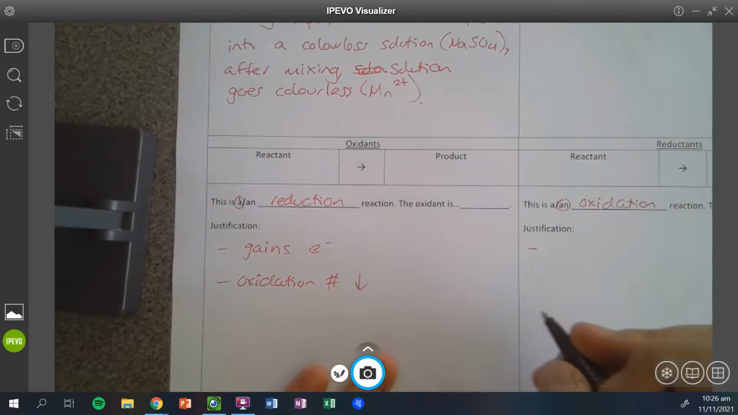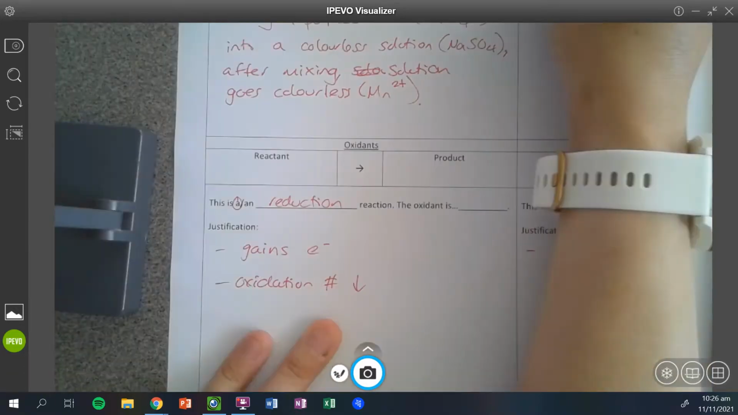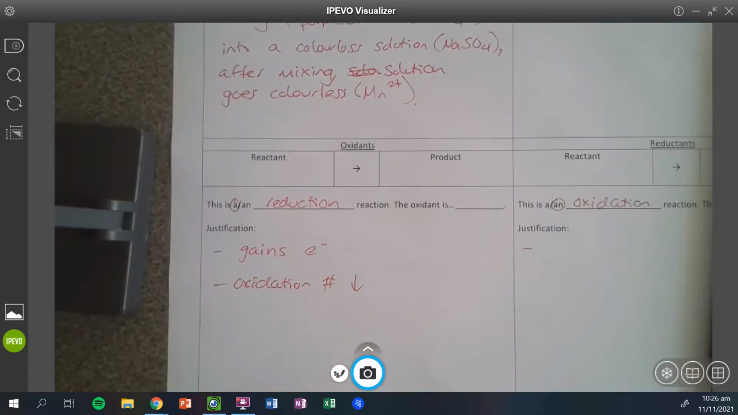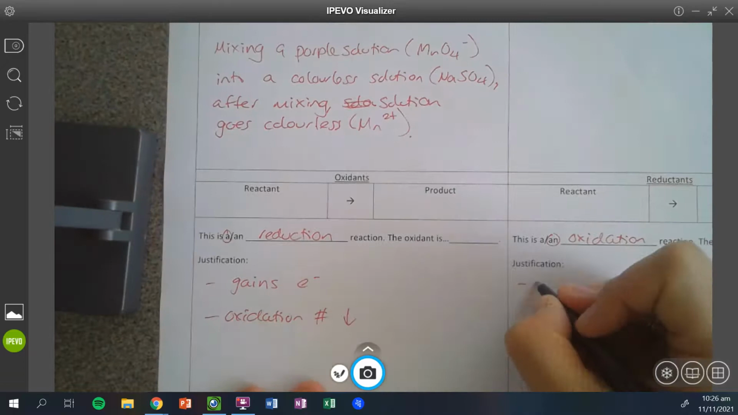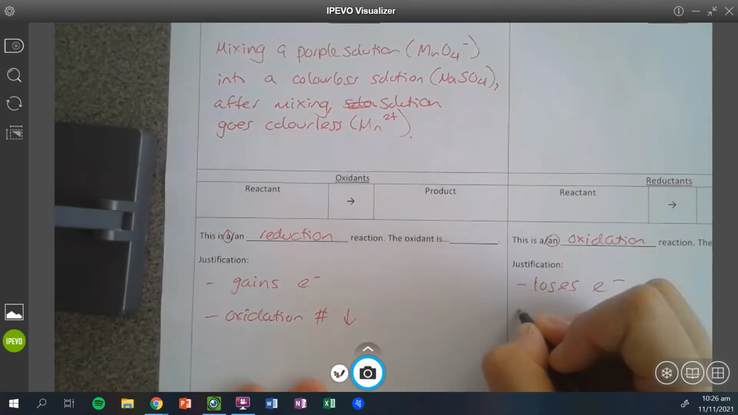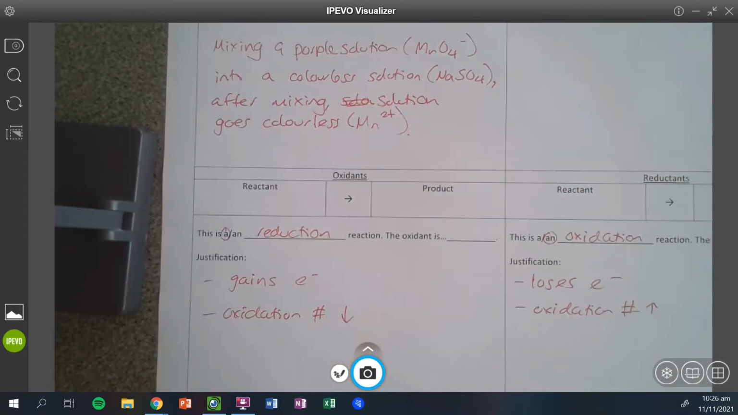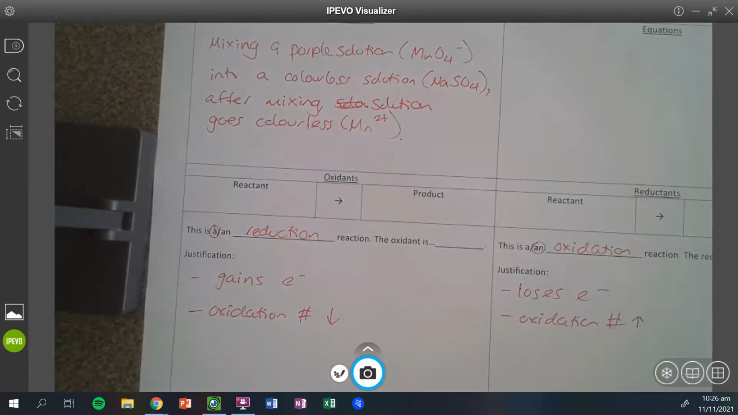Again, remember, just jot down things to help you remember. We know LEO the lion says GER. So if this is my oxidation reaction, it must lose electrons. So it loses electrons, and then the oxidation number is going to go up. Cool. We good so far with that? Yeah. Lots of us, just like I said, this is all for the Achieved.